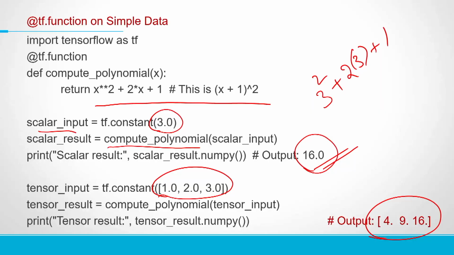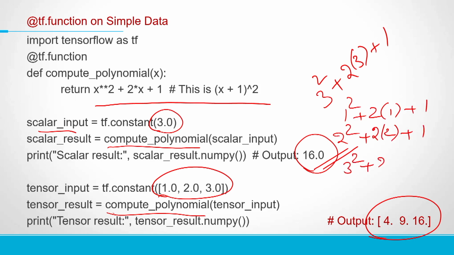Now, if this is being supplied and again the compute polynomial is being called, here we have 3 different values. For the first input value 1, the function will execute like this: 1 square plus 2 into 1 plus 1. For the second input value it is 2 square plus 2 into 2 plus 1. For the third value it is 3 square plus 2 into 3 plus 1. So, if we see the output of each one of these, 1 plus 2 plus 1 is 4, 4 plus 4 plus 1 is 9, and 3 square is 9 plus 6 plus 1 is 16.